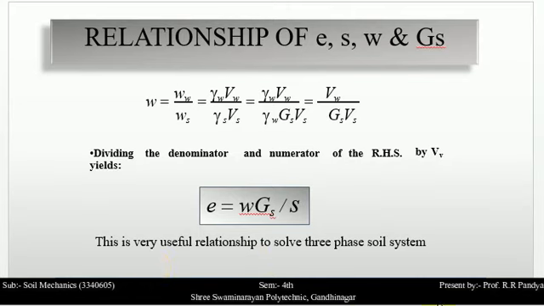This is a very useful relationship to solve the three-phase soil system. The void ratio e will become water content into specific gravity divided by degree of saturation. The equation is e is equal to Wg over Sr. Now move forward to the next relationship.